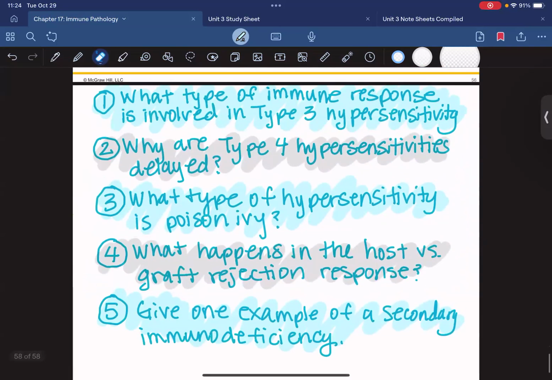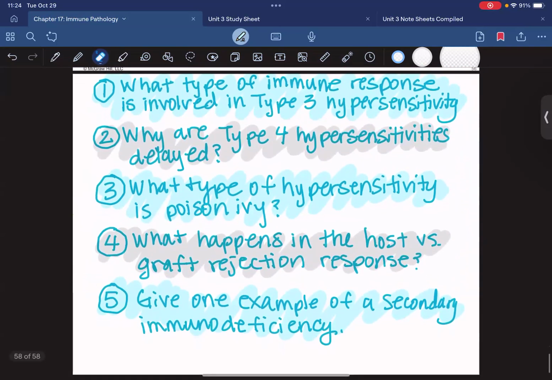All right, and that was our last slide. Here are our last questions. Again, if you guys are of the predisposition to want to answer these, you're welcome to take a picture of it or whatever, but we're just going to go to lab now. And if you guys have any questions.